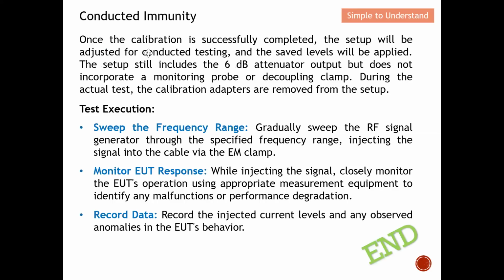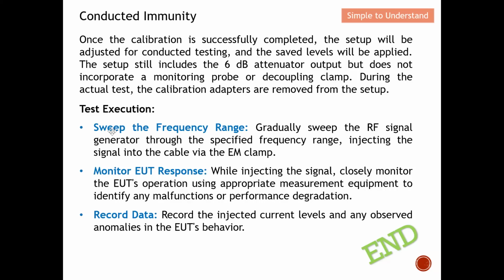Okay, so next, once the calibration is successfully completed, the setup will be adjusted for conducted testing and the safe level will be applied. The setup still includes the 6 dB attenuator output, but does not incorporate a monitoring probe or decoupling clamp. During the actual test, the calibration adapter is removed from the setup. So after you have done all the calibration, make sure you remove all the calibration adapters. Then we just need to hook up the EUT and also the signal generator with the 6 dB attenuator. So once we are ready, we do the test execution.